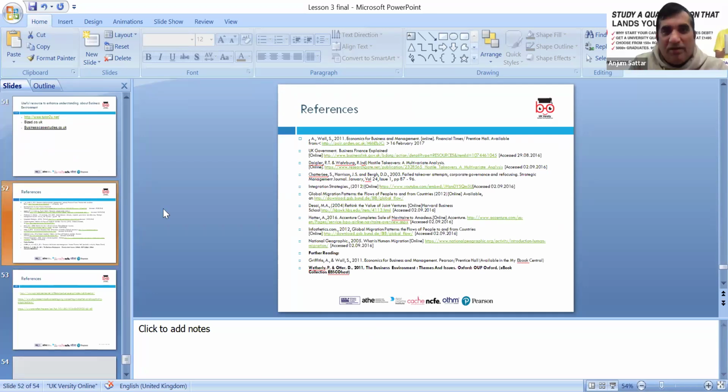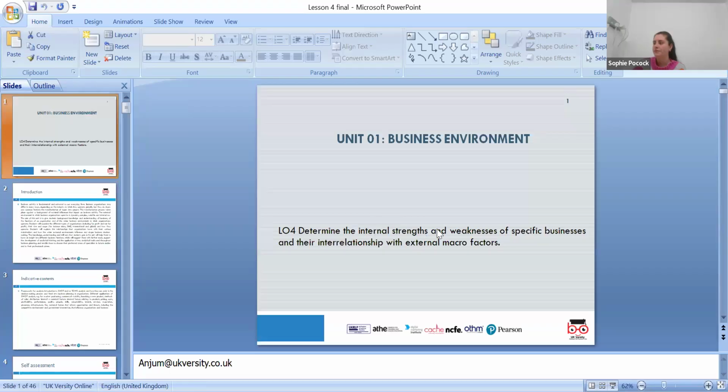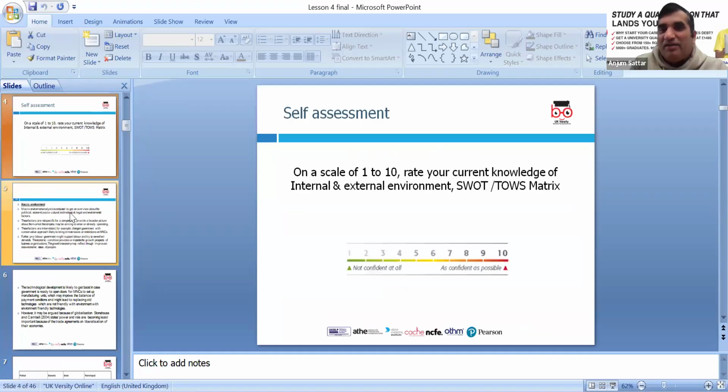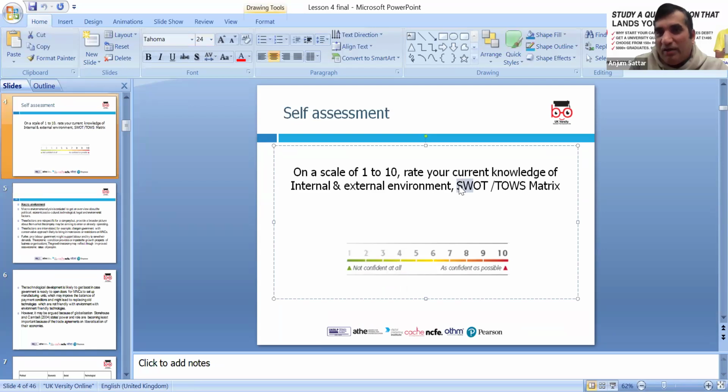So in the next lesson, we will discuss LO4. LO4 is about the strengths and weaknesses of different companies, and we recommended some models. S is strength, W is weakness of the company or business. That is internal. SW is internal, and O and T come from external, outside the company.